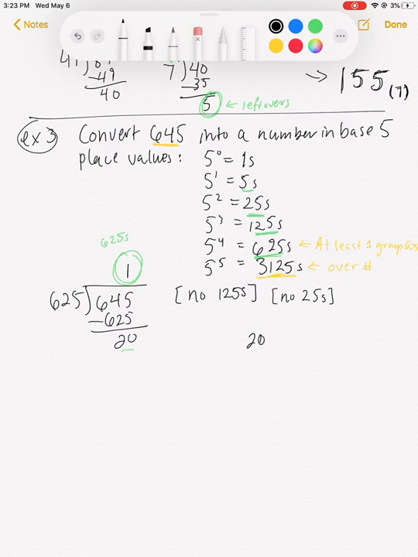To do that, we do 20 divided by 5, which you know is 4. When we subtract off the 20 there, we get 0. Let's see what we got here. We have 4 5's, so that's in the 5's place. There's 4 of those. And then once we get to our base number here, we can stop, and then this is the leftovers.